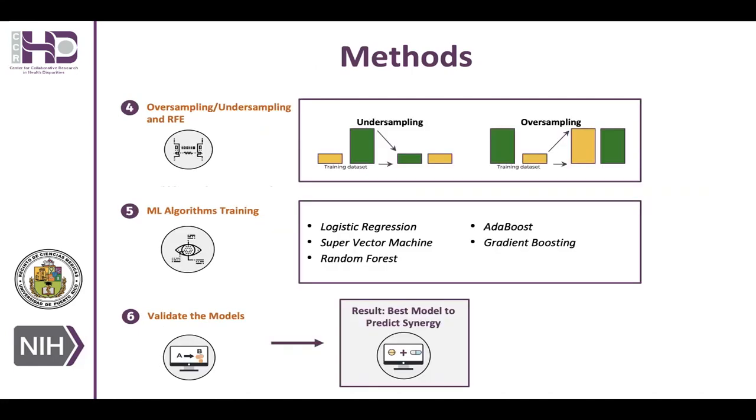validation data sets. Step number 4 consists of 2 different sampling methods to manage imbalanced data. Step number 5 is the machine learning algorithm training. And the last step is the validation of the model, which consists of metric computation and visualization. The result is the best model to predict synergy.